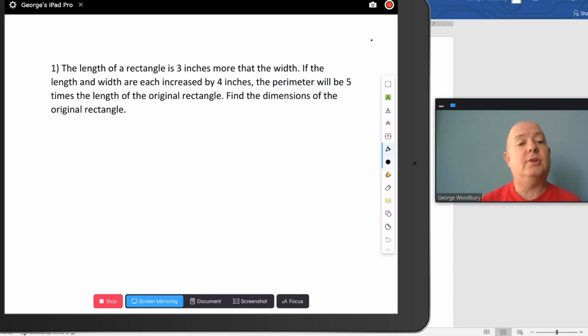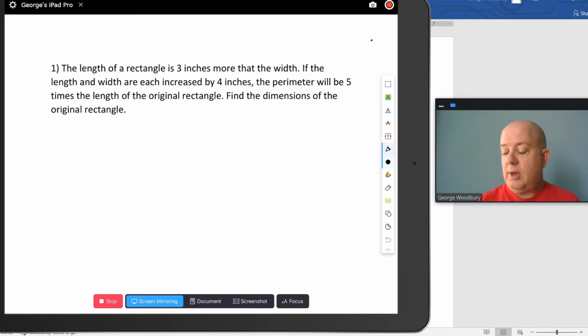This is the first of a series of videos having to do with applications of linear equations, word problems that lead to linear equations. The first one involves geometry. The length of a rectangle is 3 inches more than the width. If the length and width are each increased by 4 inches, the perimeter will be 5 times the length of the original rectangle. Find the dimensions of the original rectangle.